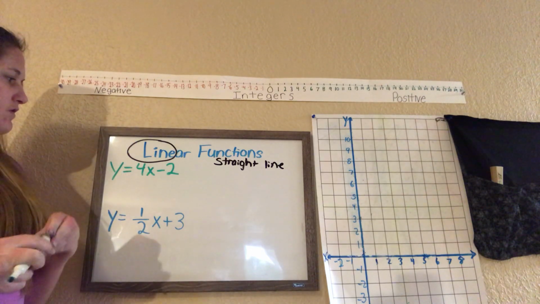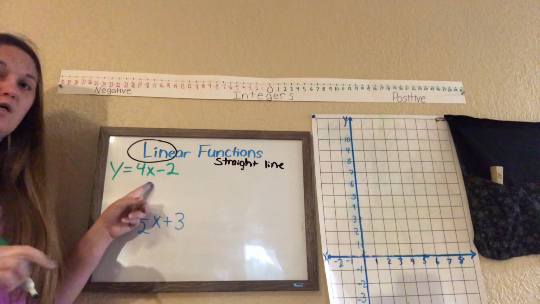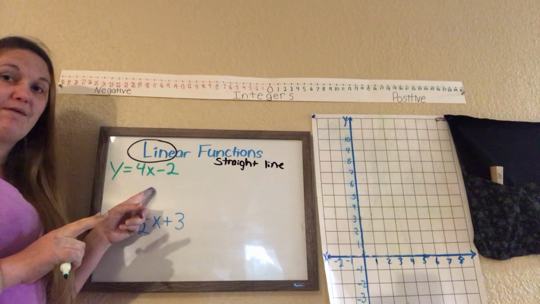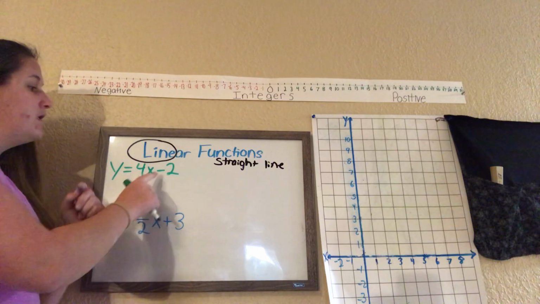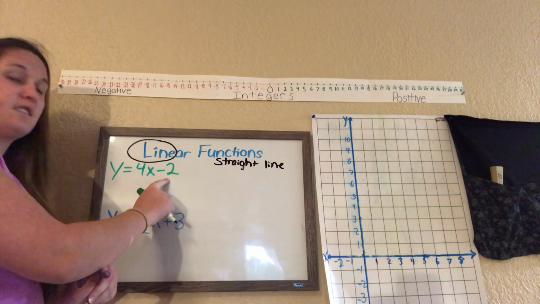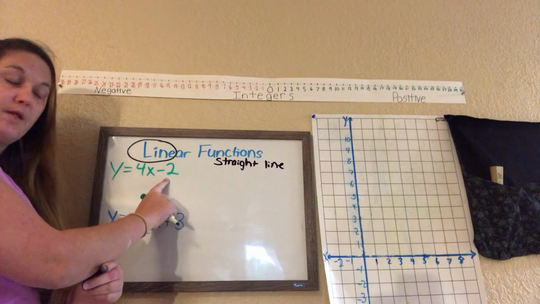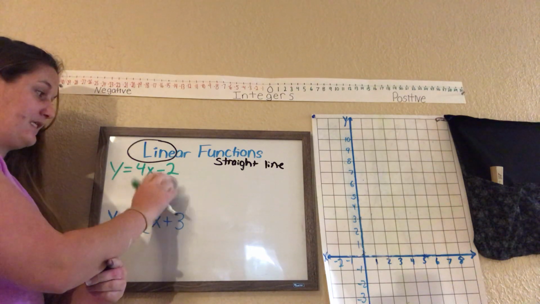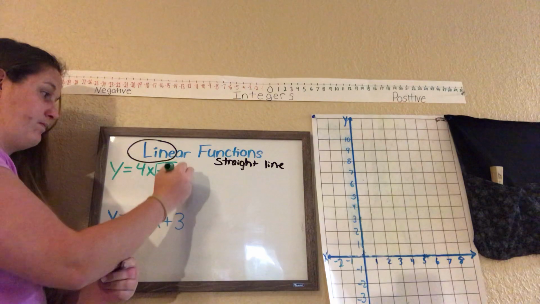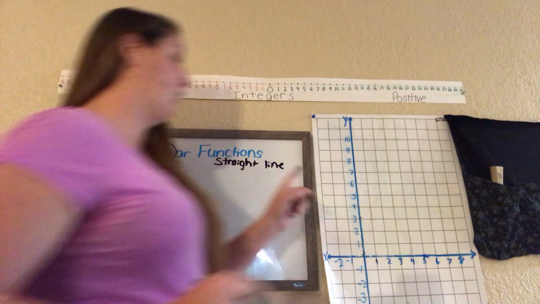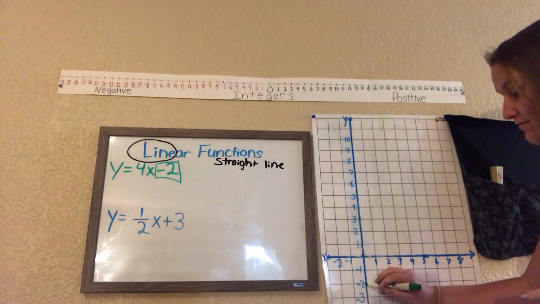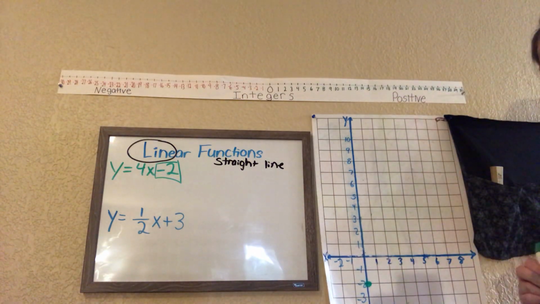All right, y equals 4x minus 2. So there's two ways that we can go about graphing this, and your Khan Academy assignments are going to take you through this. Okay, when it's written like this, it's called y-intercept form. Y-intercept form means that this minus 2 right here is our starting point, and that's a y-intercept, meaning it hits the y-axis at -2. So you can make a dot there.